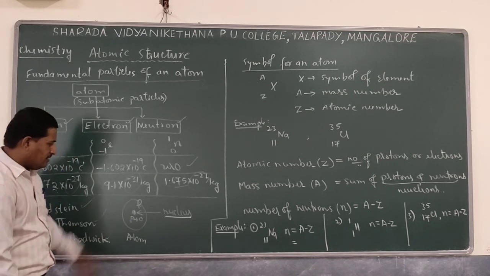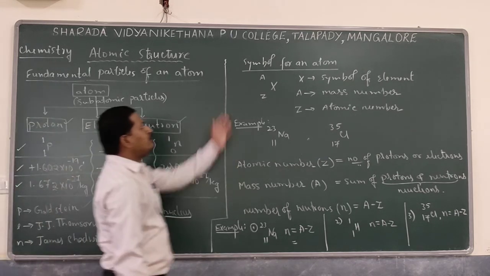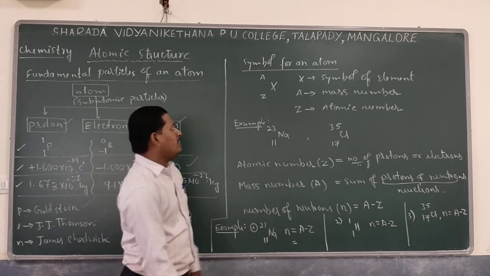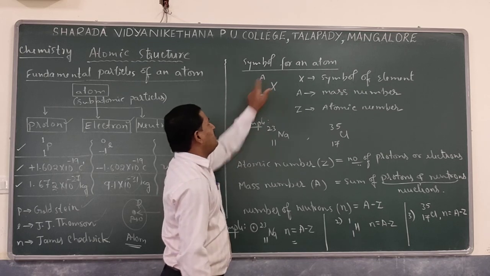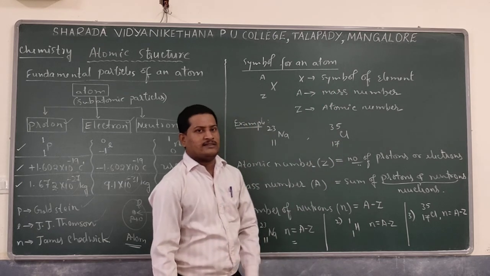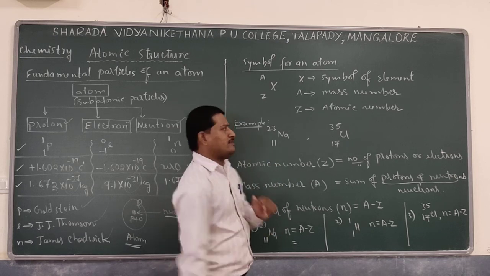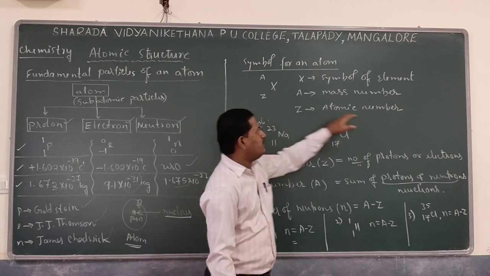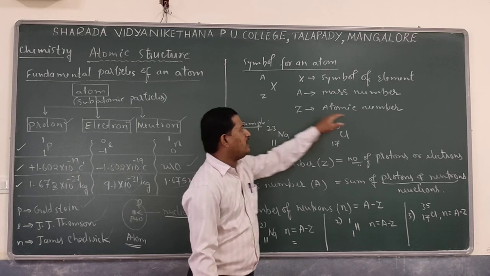So this is a symbolic identification for the atom. Let us see the symbol for an atom. We have 118 elements, and each element shows its own atom, and the symbolic representation is ZXA. So ZXA is the symbolic representation for an atom, where X stands for the symbol of an element. For example, sodium is Na, hydrogen is H, nitrogen is N. Like that, symbol for the element, where A stands for mass number, and Z stands for atomic number.